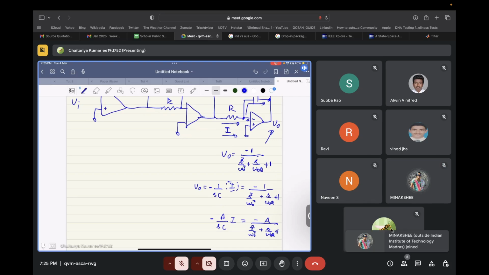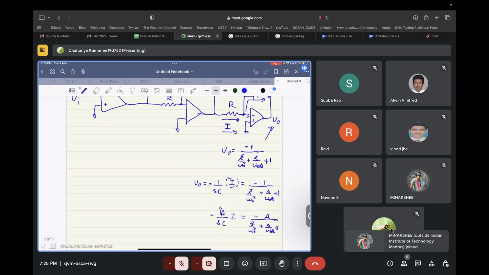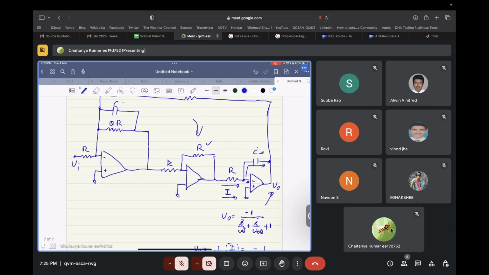Okay. So what I have over here, whatever I had over here as C, if I reduce it by a factor of A, I can get the output voltage as minus A by S square by omega naught square plus S by omega naught Q plus 1. So we will have a factor of A over here.